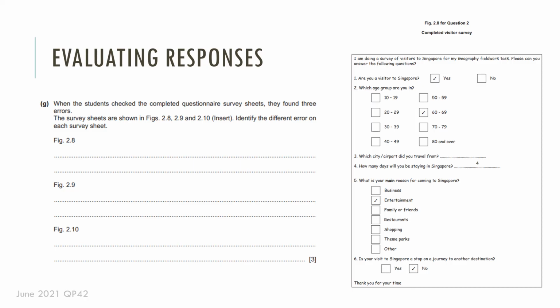So if we look at figure 2.8 here, okay, have you visited Singapore? Yes. Which age group are you in? Correct. Which city airport did you travel from? That's been left blank. Therefore, that is the error.